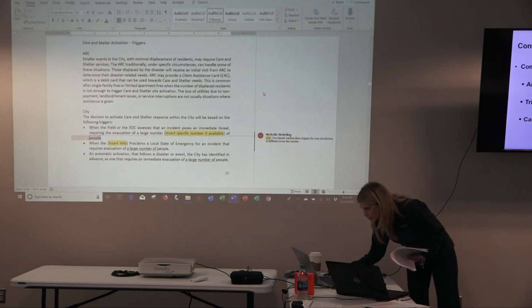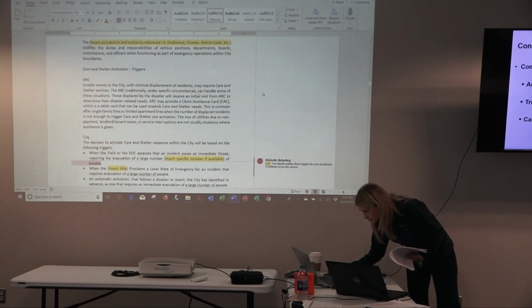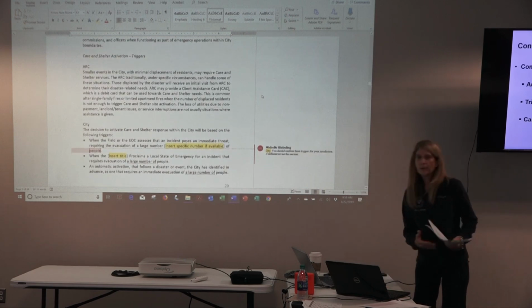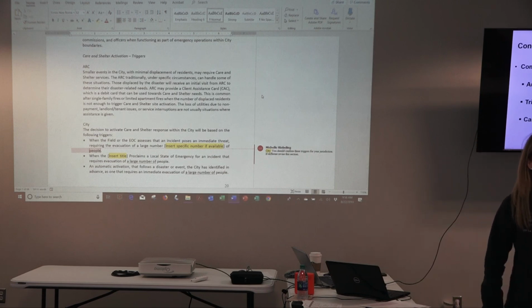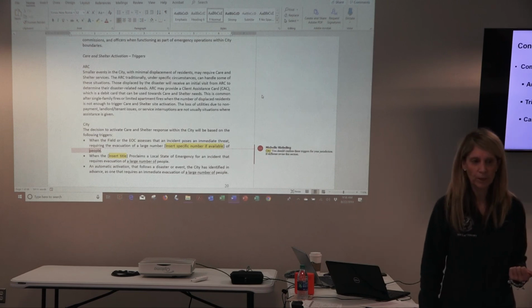When we talk about care and shelter activation, okay, one of the things is we could have a couple different scenarios that occur when we talk about a shelter activation.